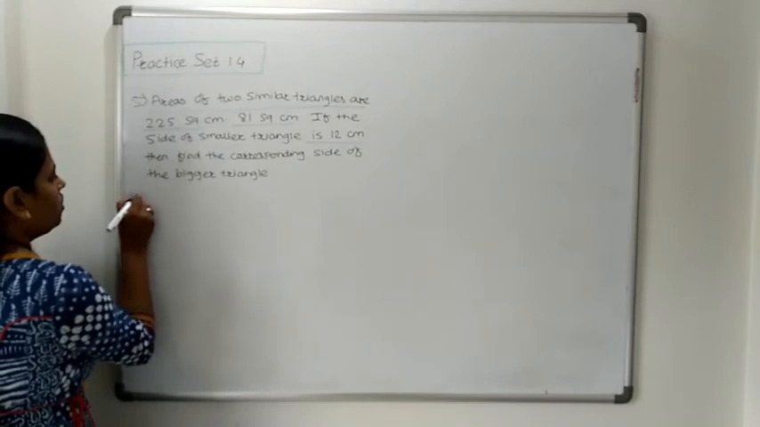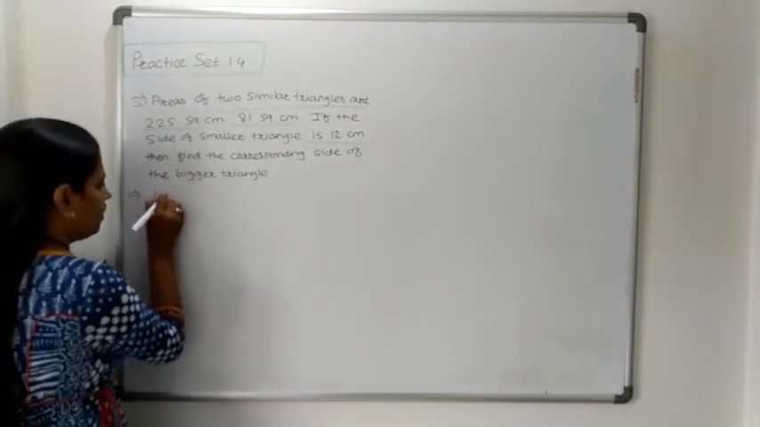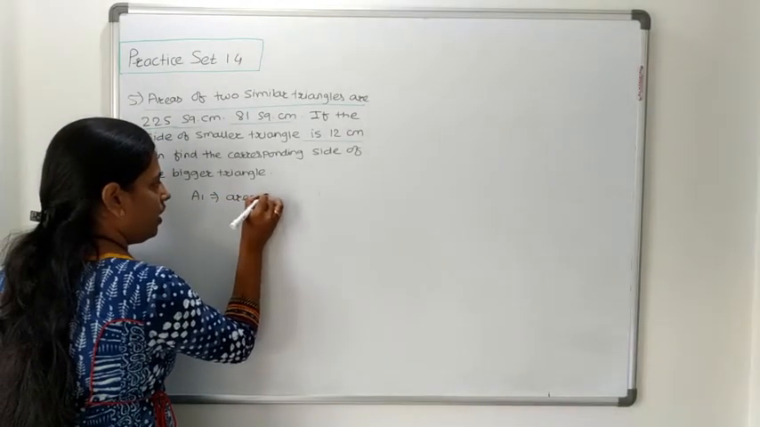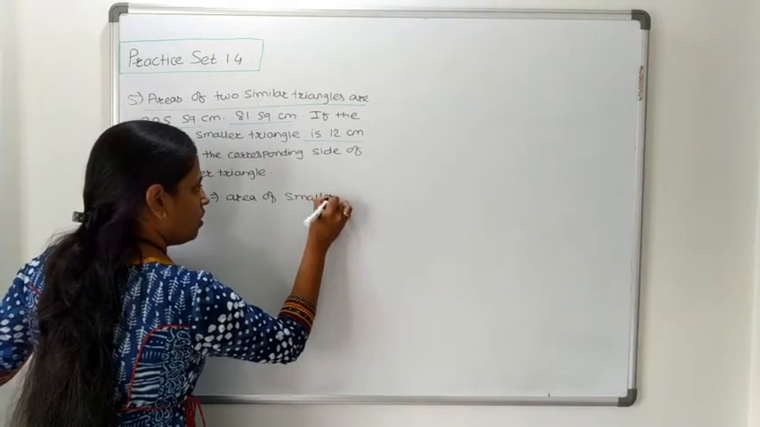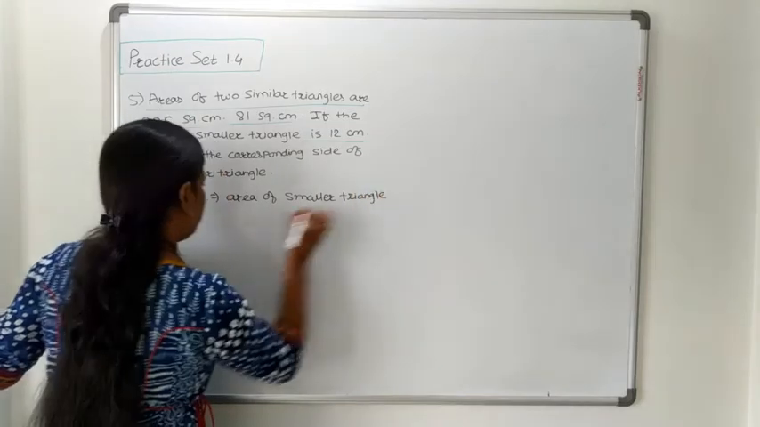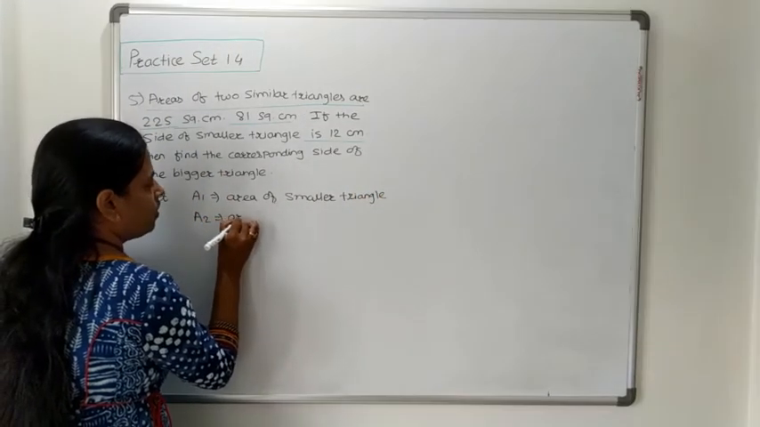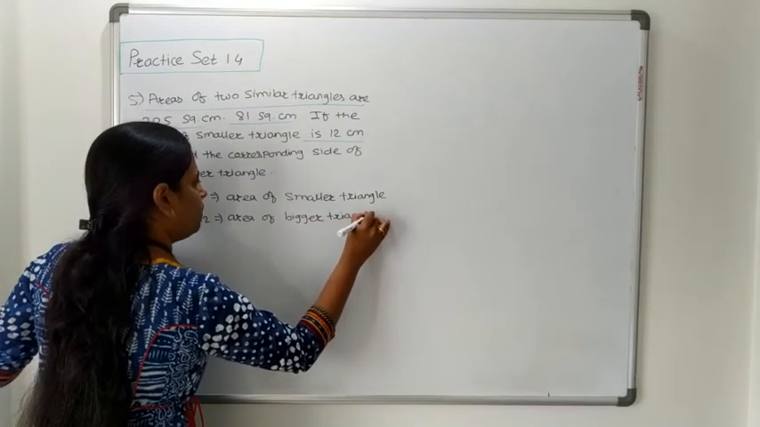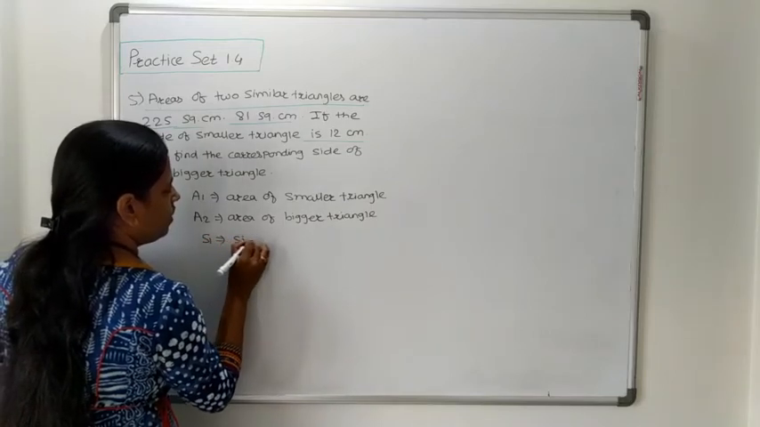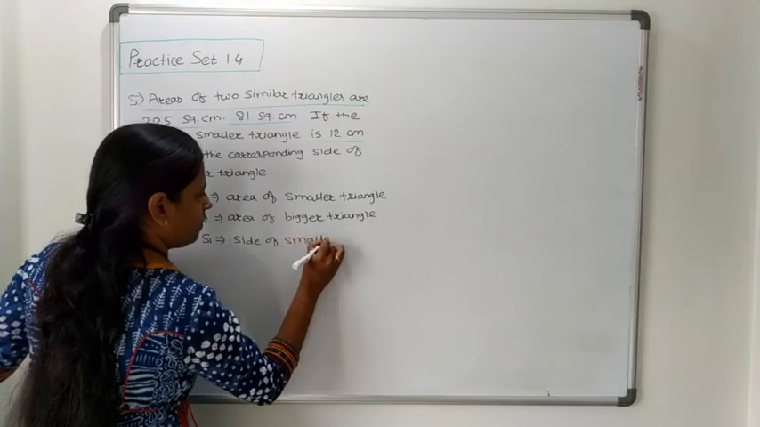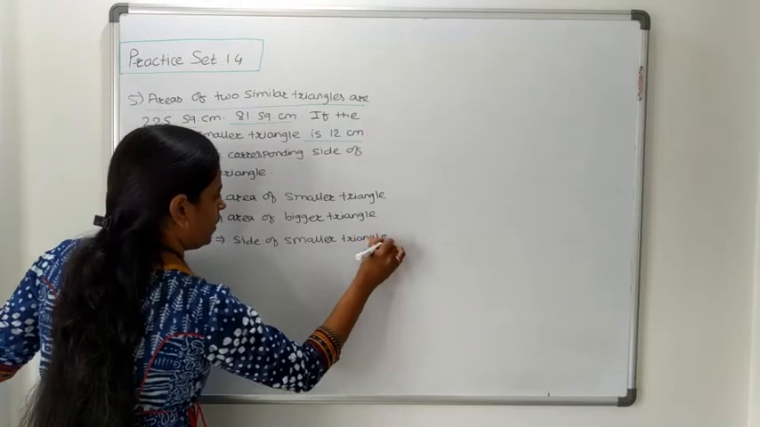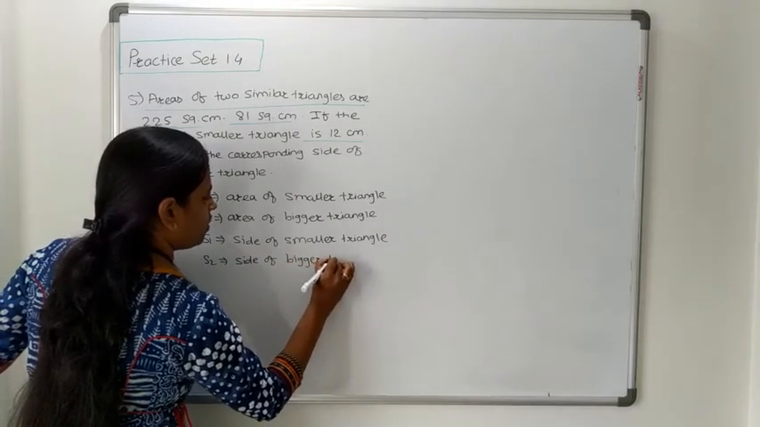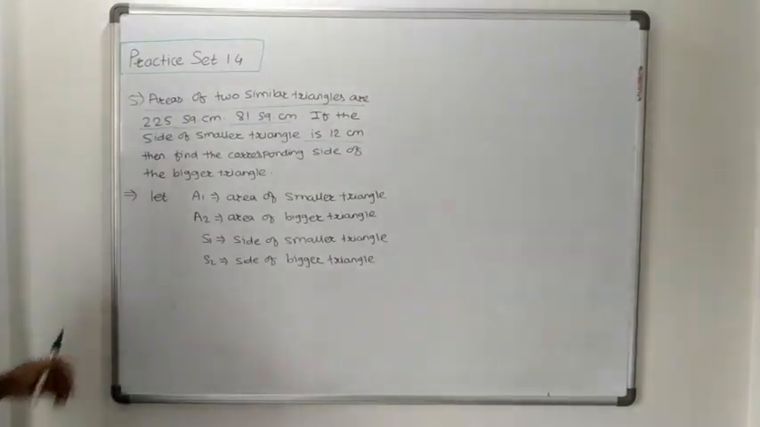So how to solve this question? We will discuss here step by step. First of all, suppose A1 is the area of the smaller triangle, A2 is the area of the bigger triangle, S1 is the side of the smaller triangle, and S2 is the side of the bigger triangle. Okay. So what is given here?